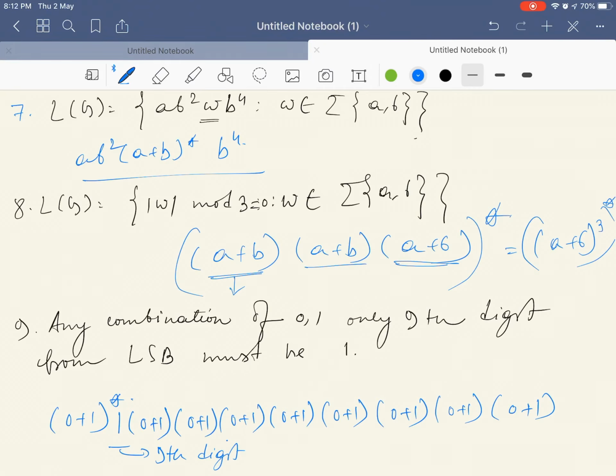So the 9th digit is confirmed as 1, and the rest of the digits are any combination. So it can even be written in a simple manner, that is (0 plus 1) whole to the power 8, then 1, and after that (0 plus 1) whole star.